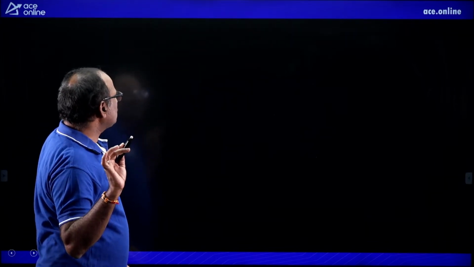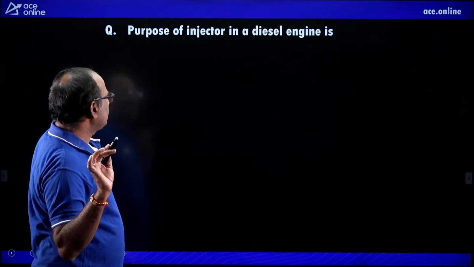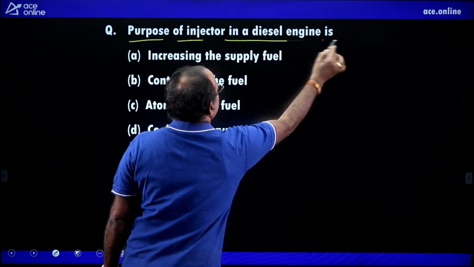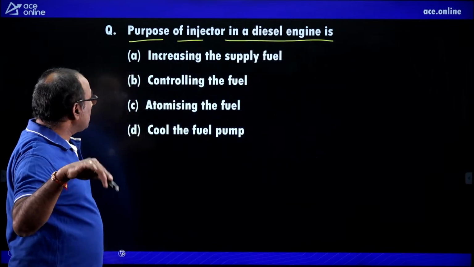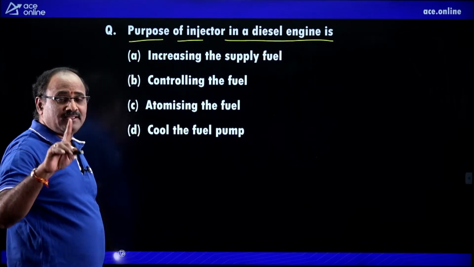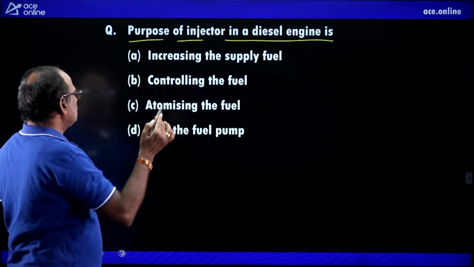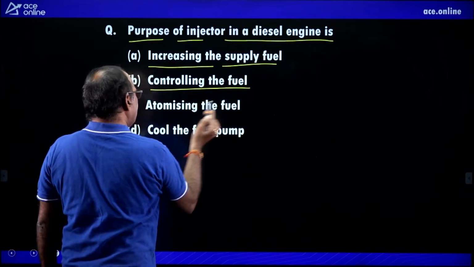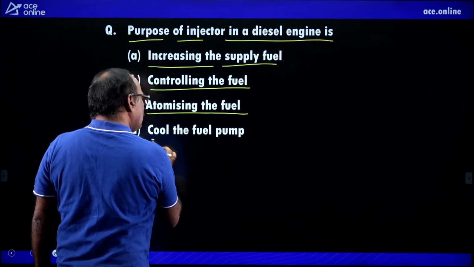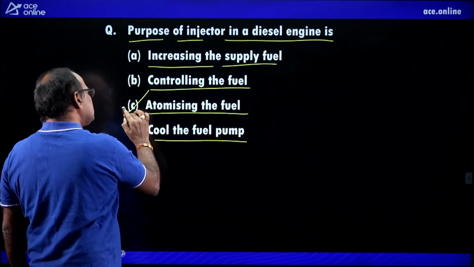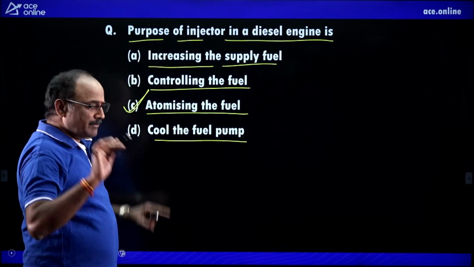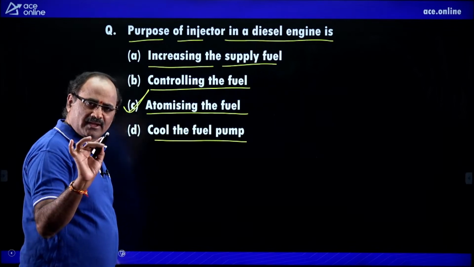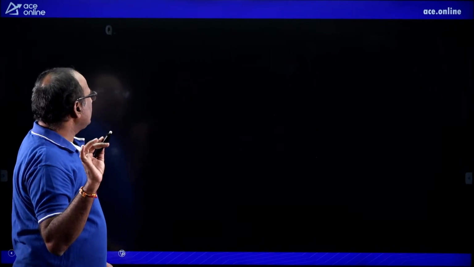Similarly, look at the next question. Purpose of injector in a diesel engine. Right? What is the purpose of injector? Look, options: increasing the fuel supply, controlling the fuel, atomizing the fuel, cooling the fuel pump. Yes, option C is absolutely correct. So the main function of the fuel injector is to atomize the fuel quantity. Okay.